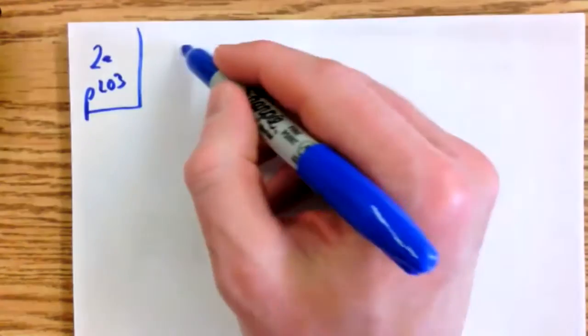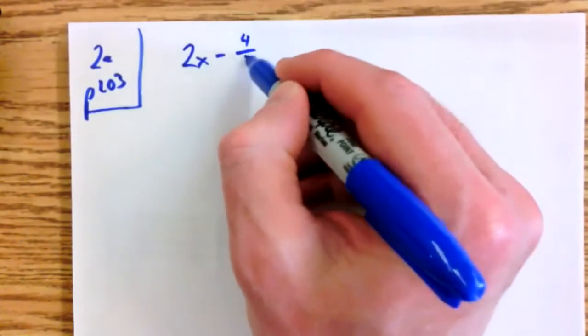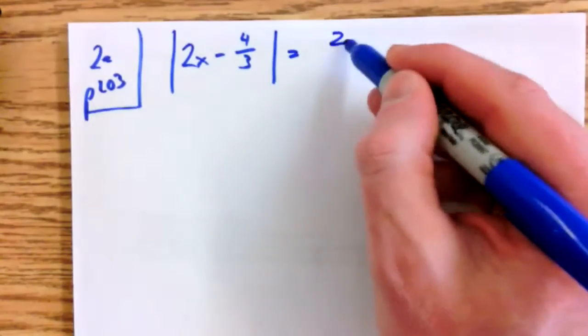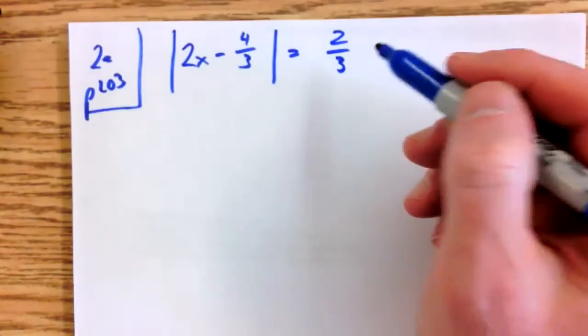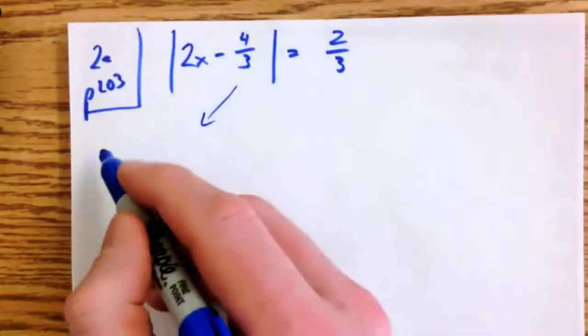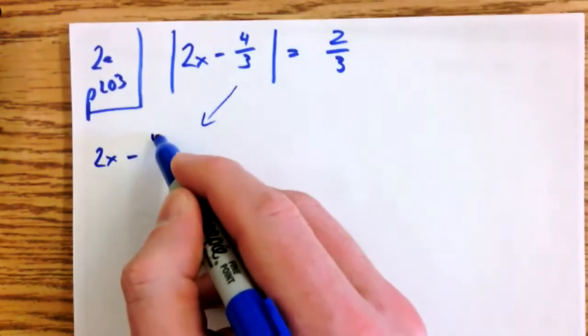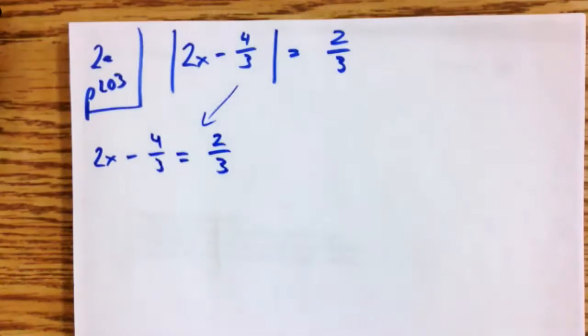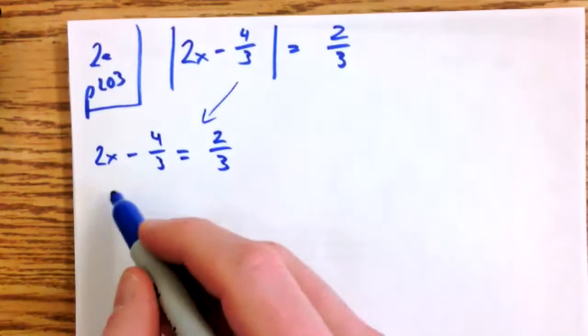2x minus 4/3, so 2x minus 4 over 3 equals 2/3. All right, so the first way we're going to do it, just drop in the absolute value symbol. So it's 2x minus 4 over 3 equals 2 over 3. First thing I want to do is multiply everything by 3, just to get rid of those fractions. You don't have to do it that way. It's just the way I do it.